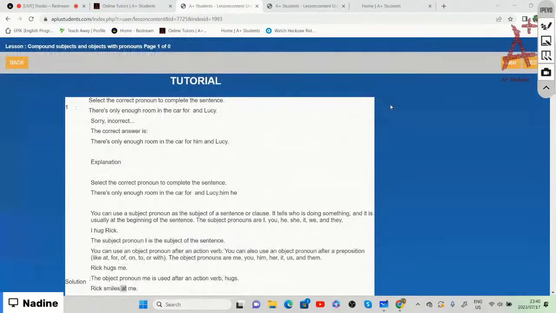All right, so that is compound subjects and objects with pronouns. And we said that a subject pronoun tells us who is doing something, and it's usually at the beginning of the sentence. Our subject pronouns are I, you, he, she, it, we, and they. And then we have our object pronouns, which come after an action verb or after a preposition. The object pronouns are me, you, him, her, it, us, and them.